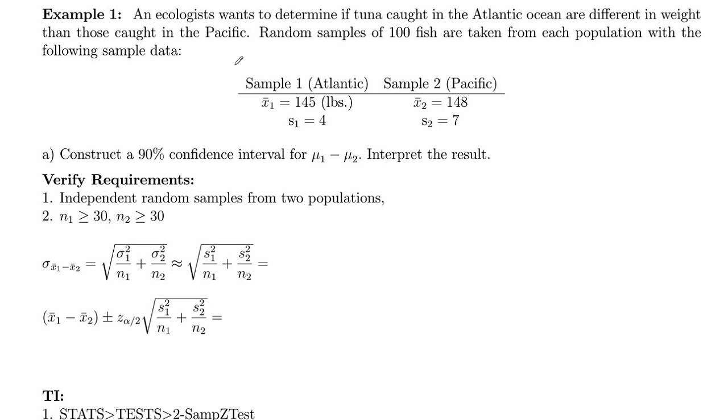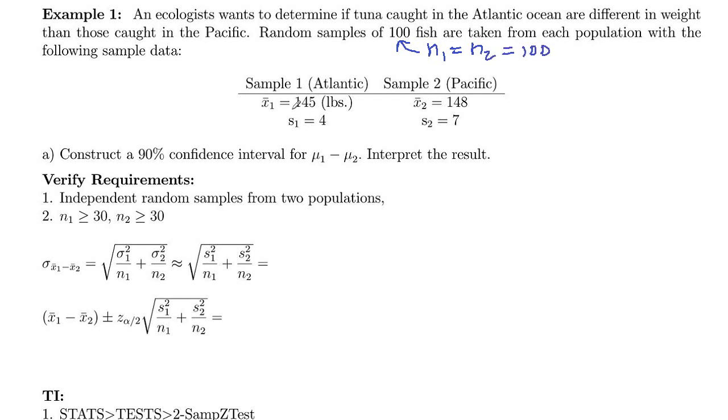So let's look at an example here. An ecologist wants to determine if tuna caught in the Atlantic Ocean are different in weight from those caught in the Pacific. So random samples of 100 fish were taken from each population. We had the following sample data. So the 100 from each population, that is telling us that n1 is equal to n2 is equal to 100.